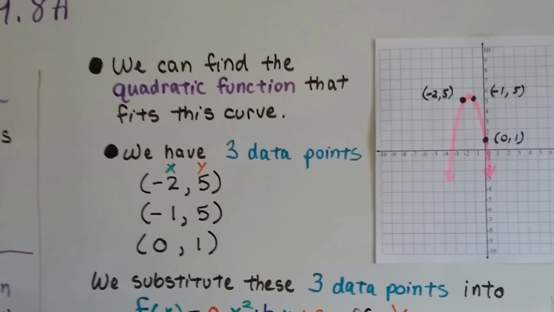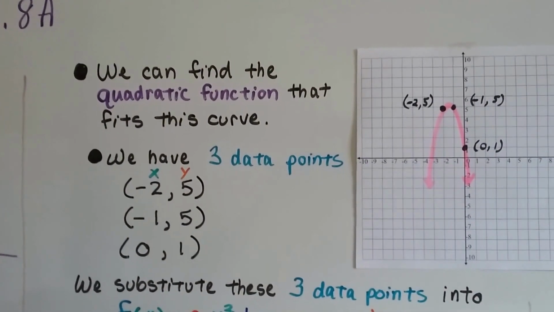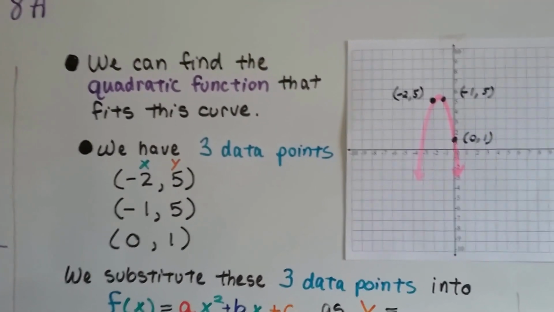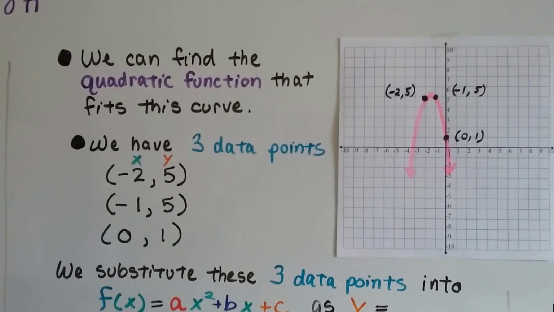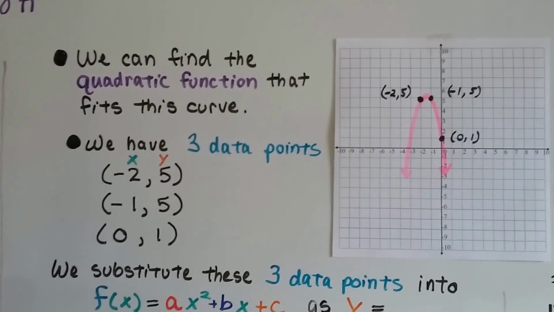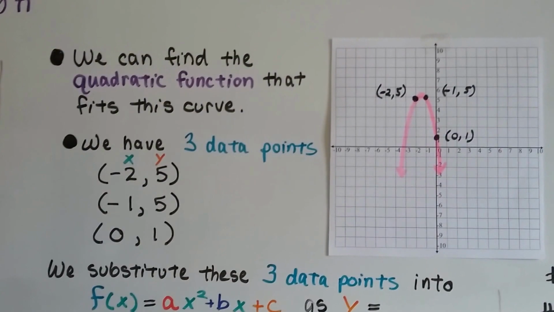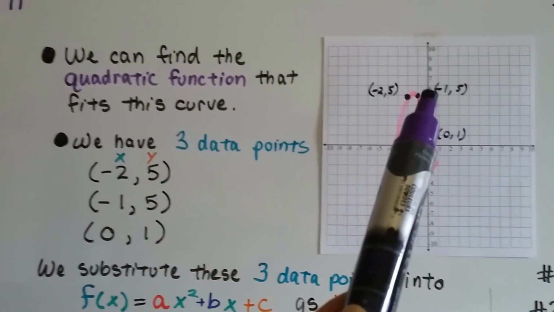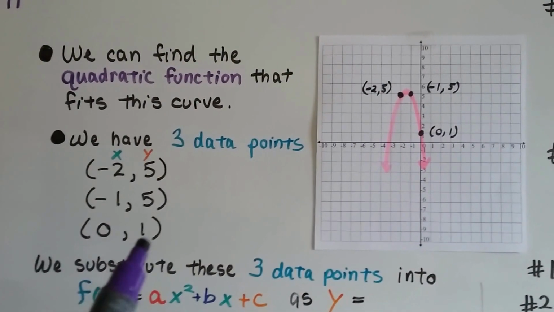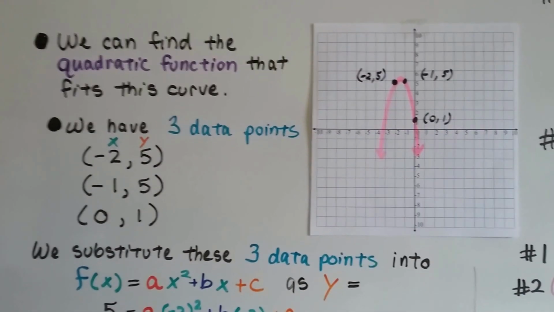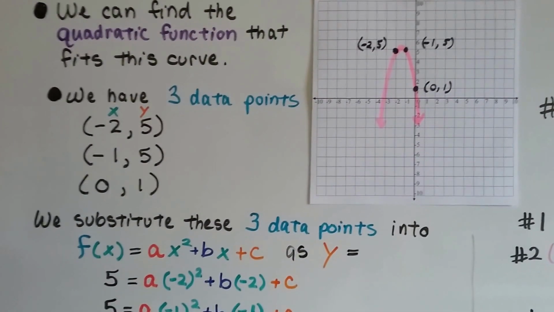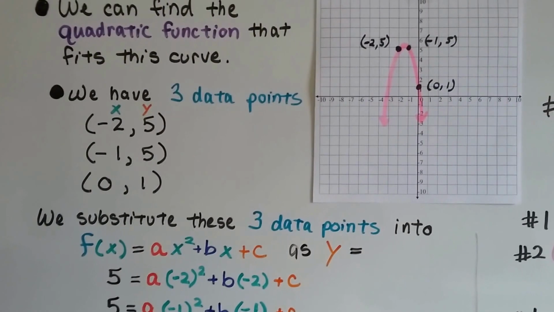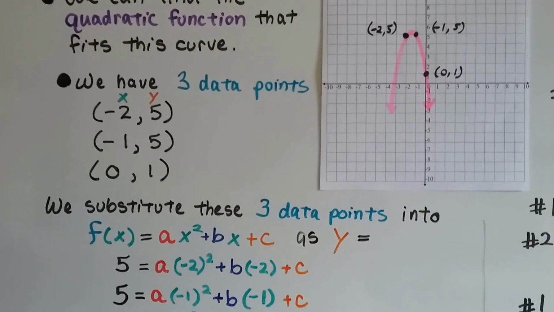So we can find the quadratic function that fits this curve. We have 3 data points. We have a -2 for x and a 5 for y, which is right here. We have a -1 for x and a 5 for y, which is right here. And we have a 0, 1, which is right here. So now we just need to find the quadratic function that fits this curve.